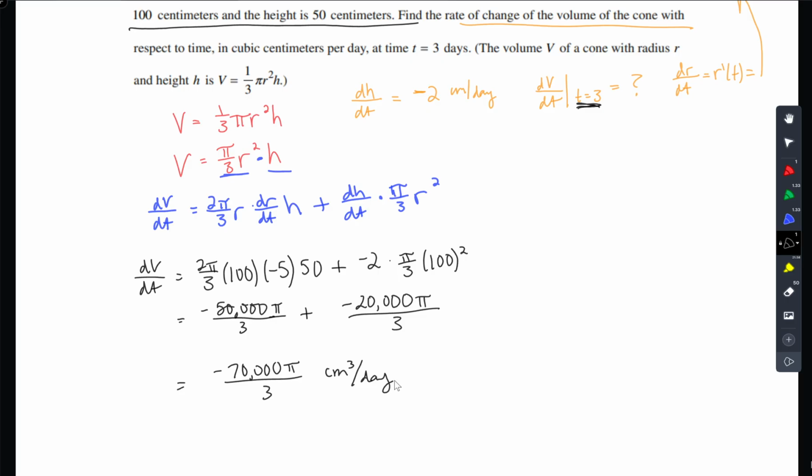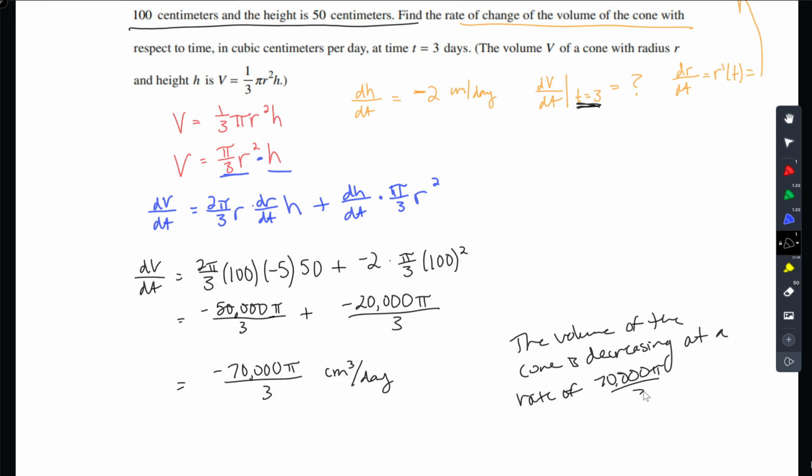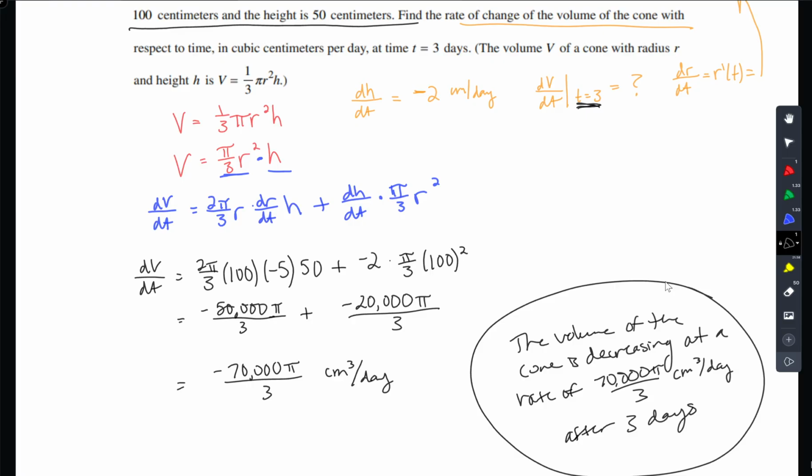The answer: you would say the volume of the cone is decreasing. What? It's decreasing? I'm shocked because it's melting. Just kidding, not shocked. At a rate of 70,000 pi over 3 centimeters cubed per day after 3 days. There you go. There it is.